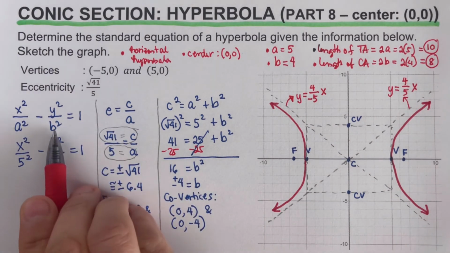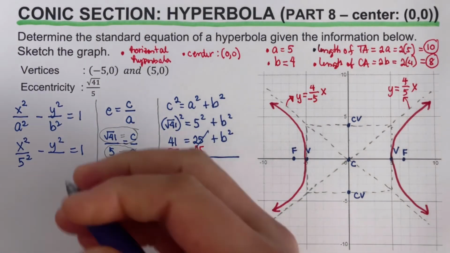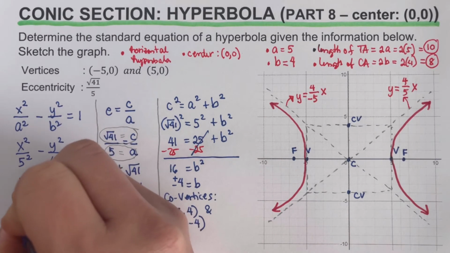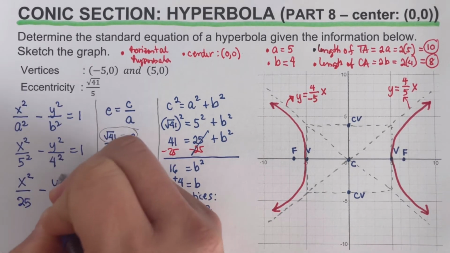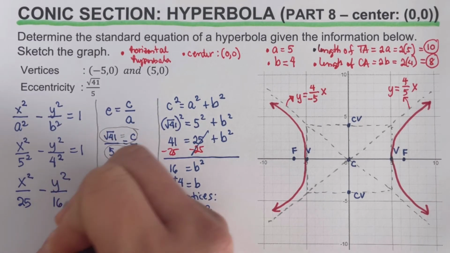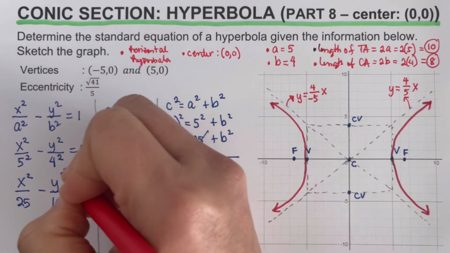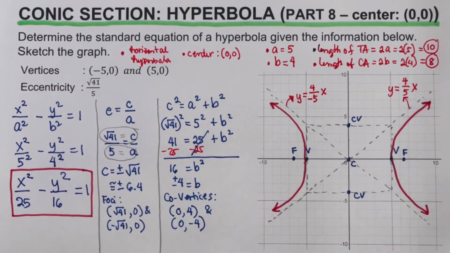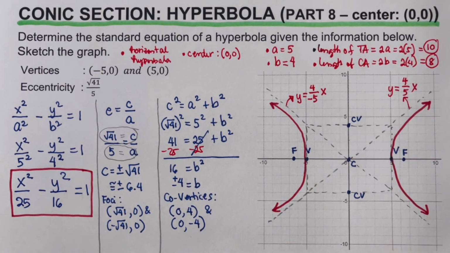We missed the b squared here, however, we solved it, so we're gonna plug it in. So this is 4 squared. So then our equation would be x squared over 25 minus y squared over 16 equals 1. So this is the equation of this problem that we have up here, and this is the graph of this equation. Now let's move on to the next example.